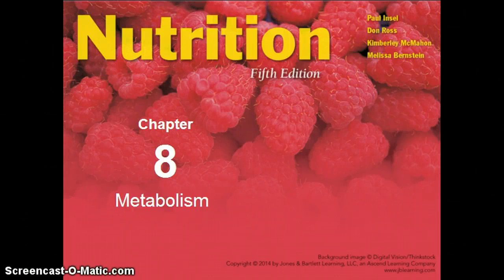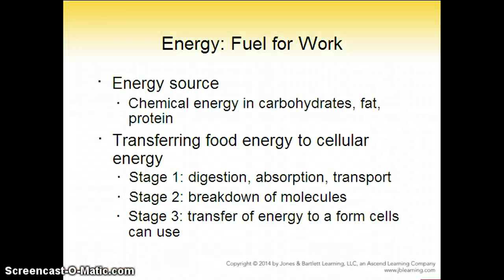Nutrition, 5th edition, Chapter 8, Metabolism, by Carrie Erickson. Energy fuel for work. Energy is necessary to do any kind of work.